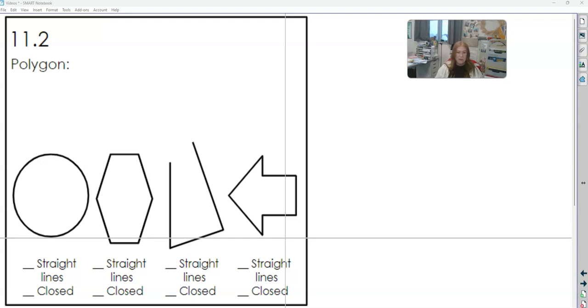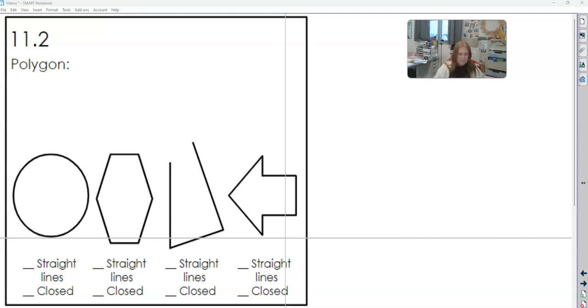For our 11.2 notes, we are going to be learning about polygons. We're going to be graphing some of them on the coordinate plane like you just learned about, but we need to understand what polygons are first so that you can draw the right one.